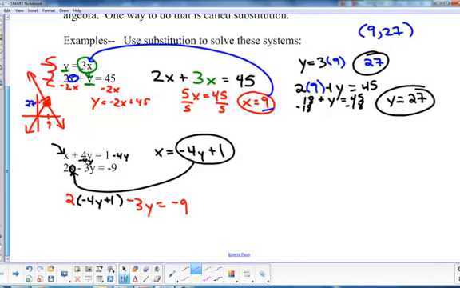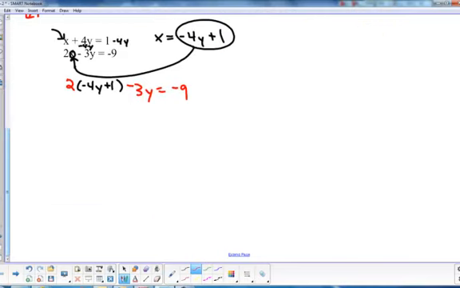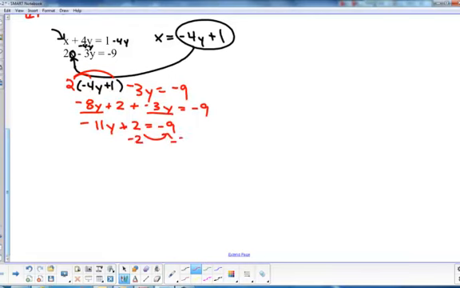Now I have one equation with one letter that I can solve. So I'm going to distribute. So -8y plus 2. I'm going to make this plus a -3y. So that's a -11y. These are on the same side of the equation, so I just put them together. Now I need to move this 2 to the opposite side of the equation, so I'm going to subtract 2. So -11y equals -11, therefore y equals 1.